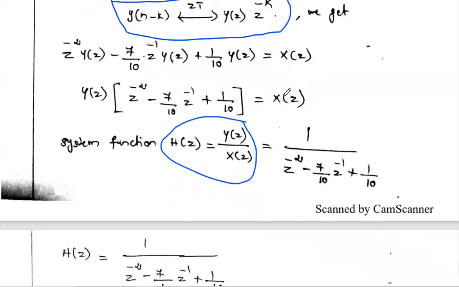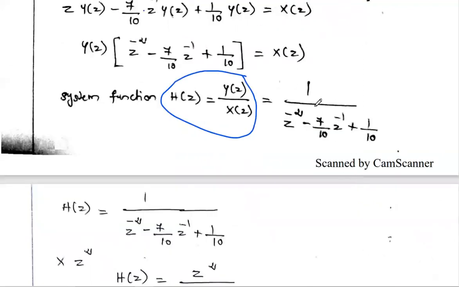Our question is that we have to find the system function H of z. H of z is nothing but the ratio of Y of z divided by X of z. So Y of z divided by X of z is equal to 1 divided by this term, which comes into the denominator: 1 by z power minus 2 minus 7 by 10 z inverse plus 1 by 10. So this is the answer for the system function.